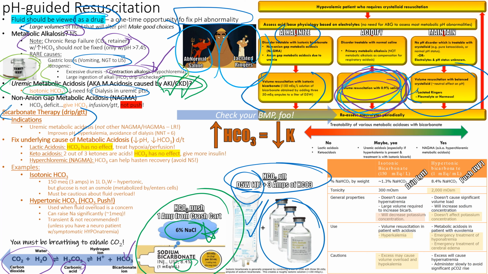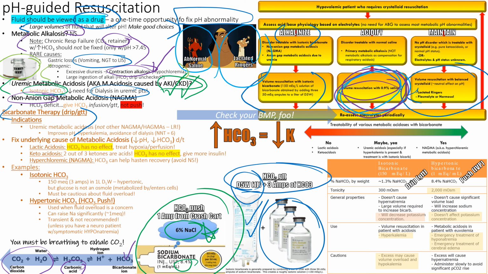Okay, and then NAGMA. We'll talk about all the different kinds of anion gap situations, where they have a high anion gap or a normal anion gap. But we have metabolic acidosis. Give something that's going to fix the acidosis. Which one of these fluids fixes the acidosis?